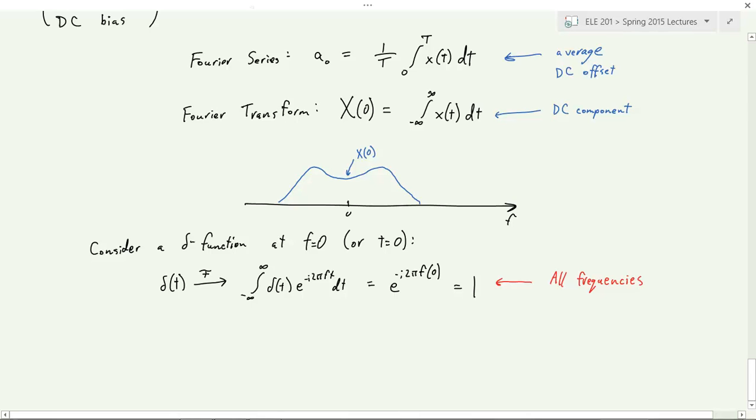Let's go backwards. Of course, by duality, it's very clear that the Fourier transform of 1 is going to be delta of f. Yes?